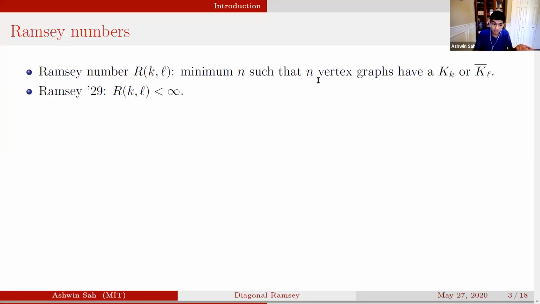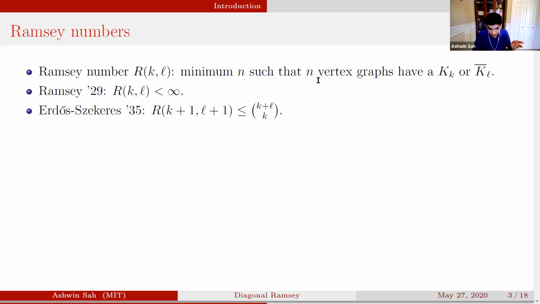and this was introduced in relation to logic. So the bound that you might be familiar with is the bound due to Erdős–Szekeres, which is that R(k+1, l+1) is at most (k+l choose k). So this is a very classic upper bound. We'll revisit this in a moment.